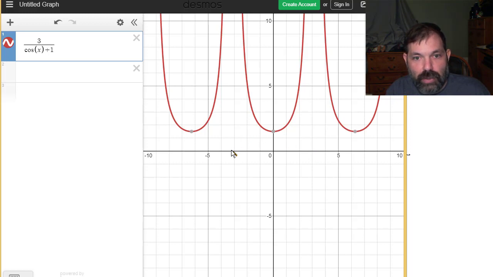And I see the similar feature here at negative pi, and it's tough to see, but 3 pi is going to be somewhere near 9. And again, I see a vertical asymptote here where it's approximately 3 pi. So this seems to be good evidence that my analytical work was correct.